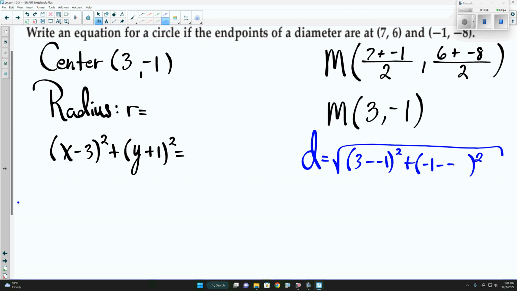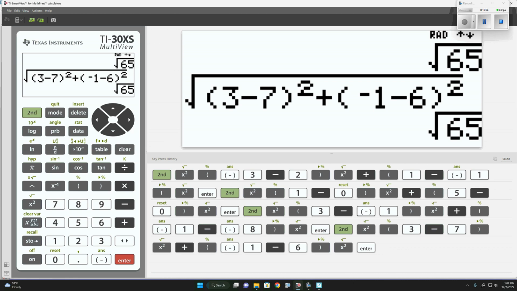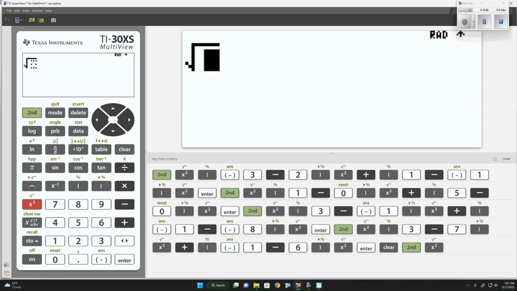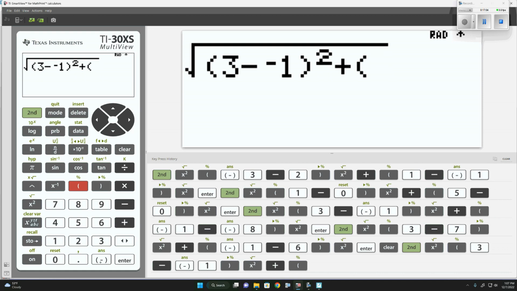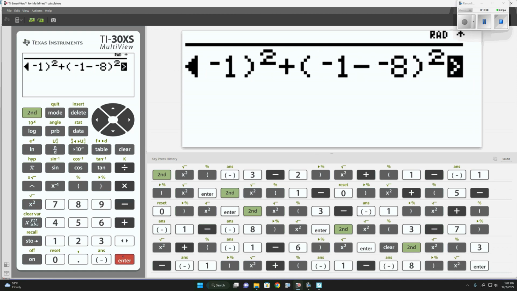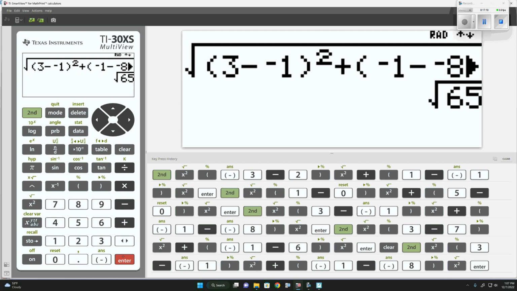So -1, -8. If we use this and plug it into the calculator, second square root, parentheses 3 minus, so here's -1, squared plus -1 minus -8 squared. We get the square root of 65.